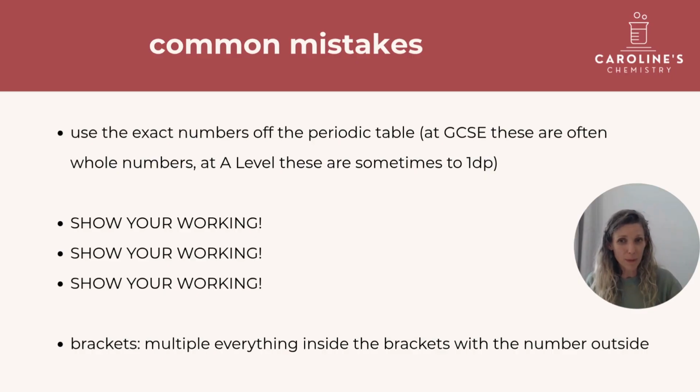And then finally, brackets, what they mean is that you have to multiply everything inside the bracket with the number outside of the bracket. So if you have NO3 brackets 3, then that means you are timesing everything in the bracket, the NO3, by the 3 that is outside of that bracket, which would leave you in this case with 9 oxygens and 3 nitrogens.